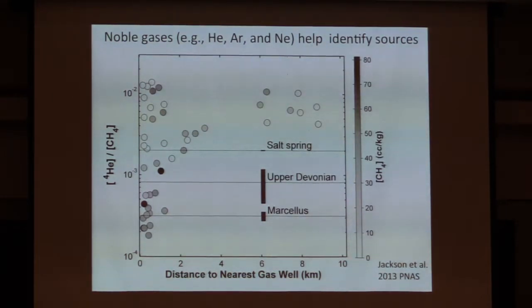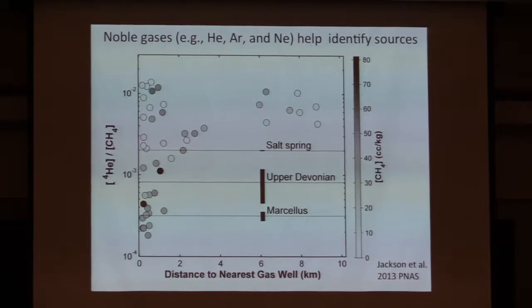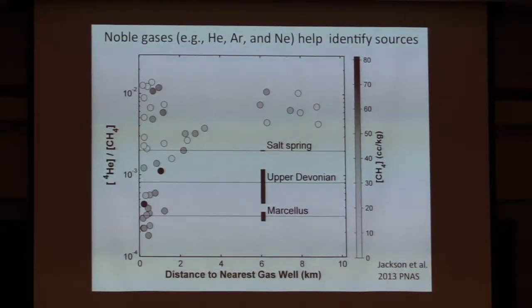Helium, in this case, over methane. Helium's a noble gas. The noble gases are useful for us because they don't react. They're not consumed in reactions. Microbes don't use them. And then there are both atmospheric and crustal sources. So here's a helium plot, normalized over methane. Here's distance to gas wells again. The spread along the top is the natural spread across this space. Then you see a cluster of points, including that salt spring that's natural there in the upper right.